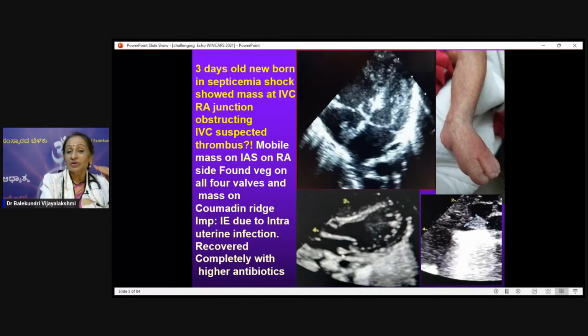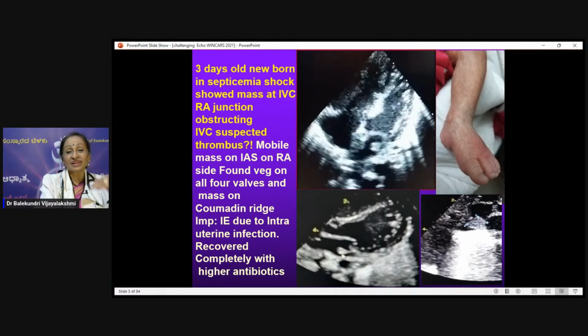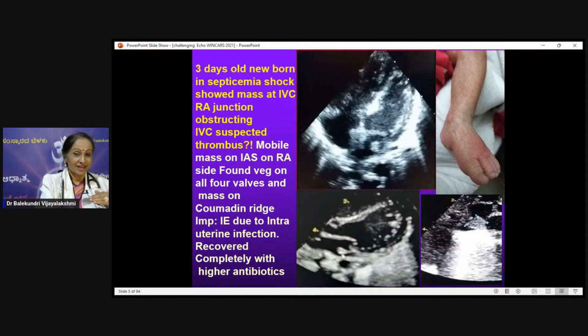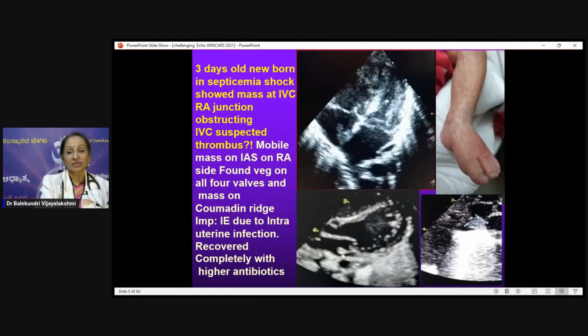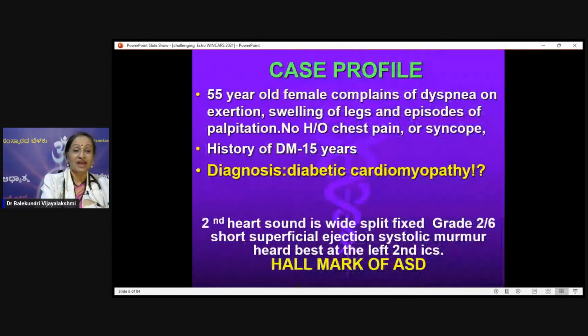And so we made the diagnosis of intrauterine infection, and then we treated with higher antibiotics. The child became all right. So this is how an ASD or a PFO can cause a problem. But most of the time ASD is missed, and the patient goes into the third, fourth, fifth decade, and at that time they come with a complication.